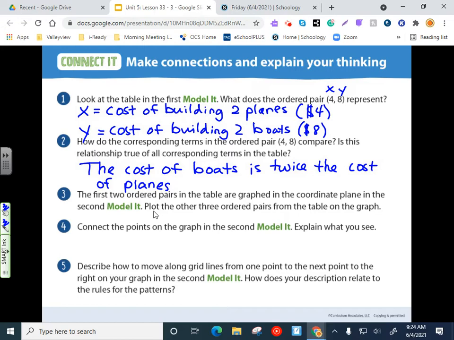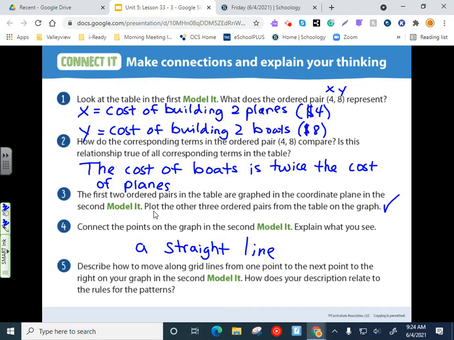The first two ordered pairs in the table are graphed in the coordinate plane. Plot the other three ordered pairs from the table in the graph. Did that. Connect the points in the graph to the second model. Explain what you see. It's a straight line. Straight lines on the coordinate plane let us know that there's a direct relationship. Straight line, not plane. Straight line.